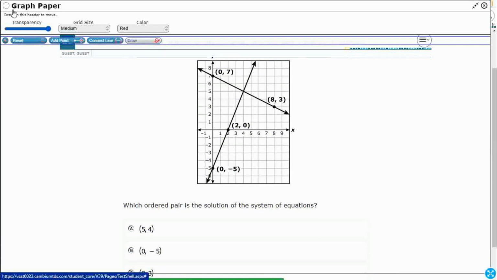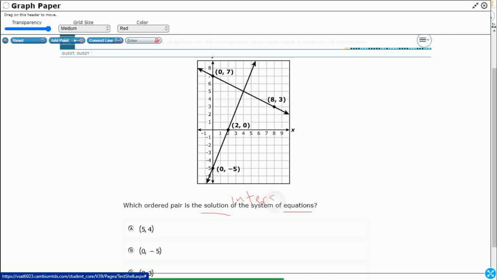Right? We've got a system of equations. That means they share an x and y because they can be graphed on the same coordinate grid. And that means there's a solution where they intersect. That solution is going to be the intersection. It's going to be the x and y coordinate that actually works in both equations.